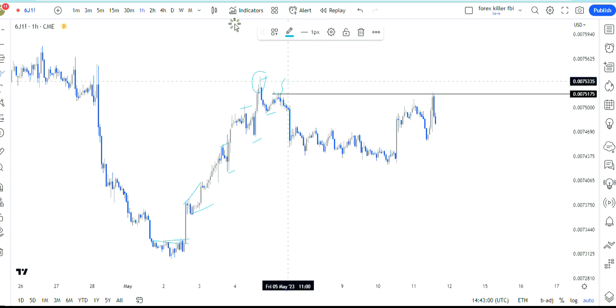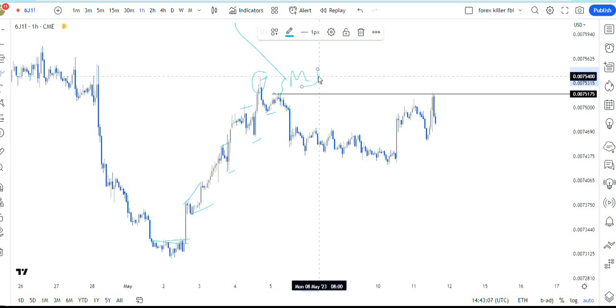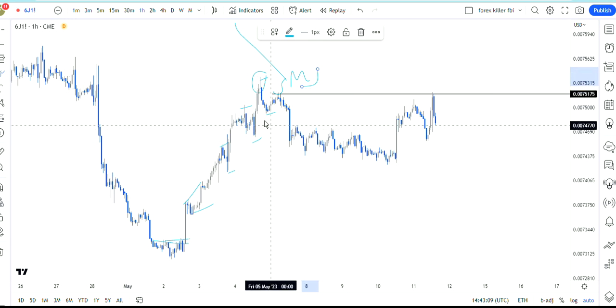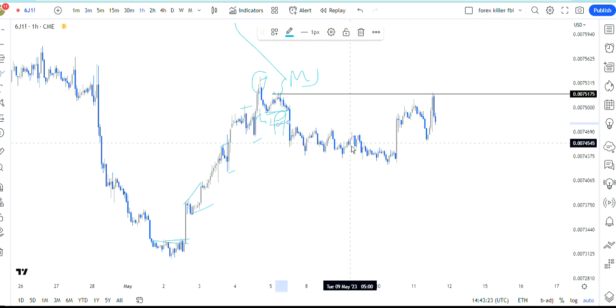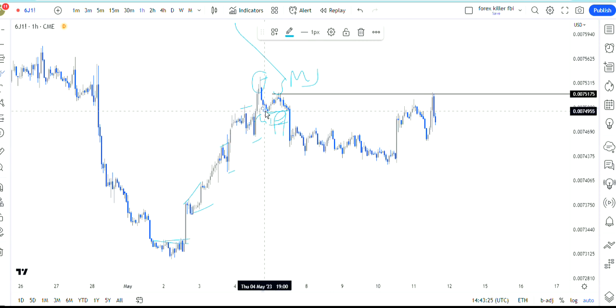Sometimes they call it SMS, shift in market structure, that is failure swing. Then there is a break of market structure here. This is what we call a shift, and some people call it a change of character. So if we have a change of character right here, we have to notice that the trade will be falling here.